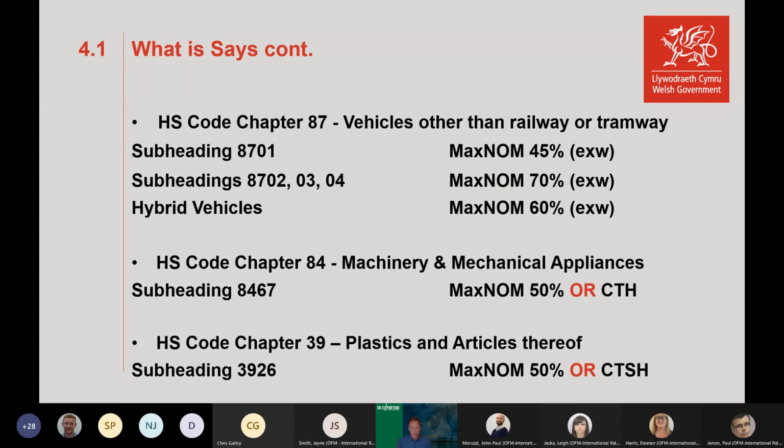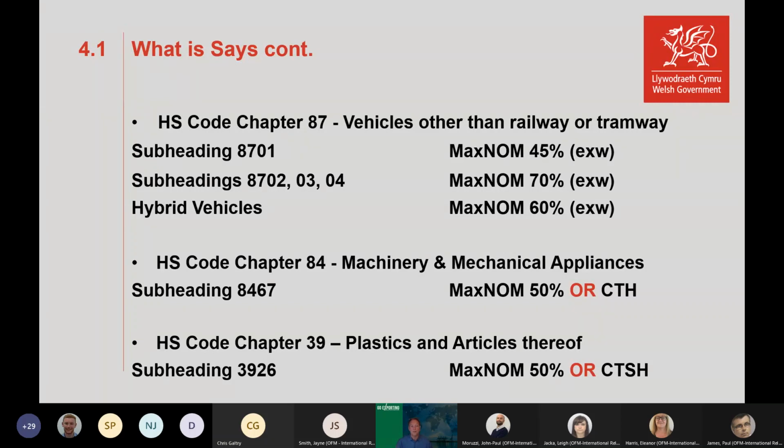Now CTH stands for change in tariff heading. So the non-originating materials in this case must be classified in a different HS code heading to the final product, or they must be a maximum of 50%. So a little bit like the example we showed of Thailand previously, where they were buying flour and butter and making it into toasted bread, that percentage would have to be a maximum of 50%, or you're changing the tariff heading as we were in that particular case.